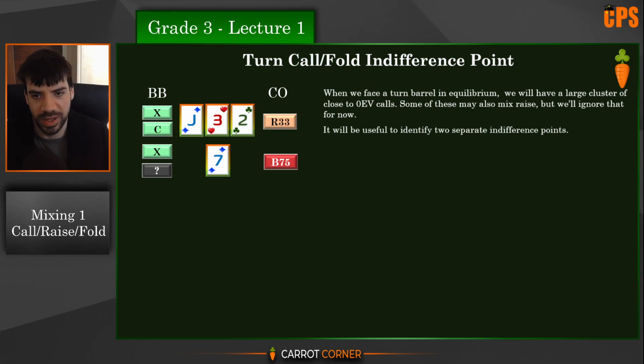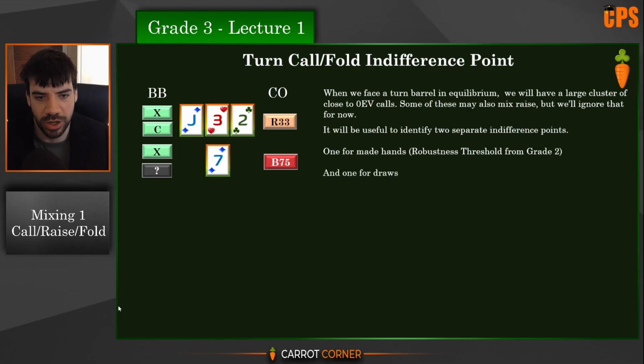It will be useful to identify 2 separate indifference points, as we saw in grade 2 with respect to our calling range. If this seems unfamiliar, you might want to go back and have a look at thresholds in grade 2 lecture 7, provided that you've done that course. We have one threshold for made hands. This is called the robustness threshold from grade 2, and this pertains to hands that are on the cusp between calling and folding, and if they call, it's mainly because they already have sufficient showdown value to win frequently without having to either improve or risk further money on the river as a bluff.